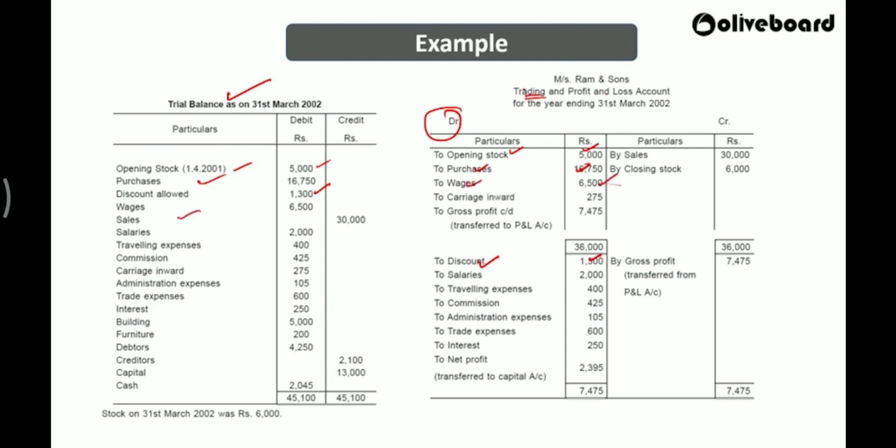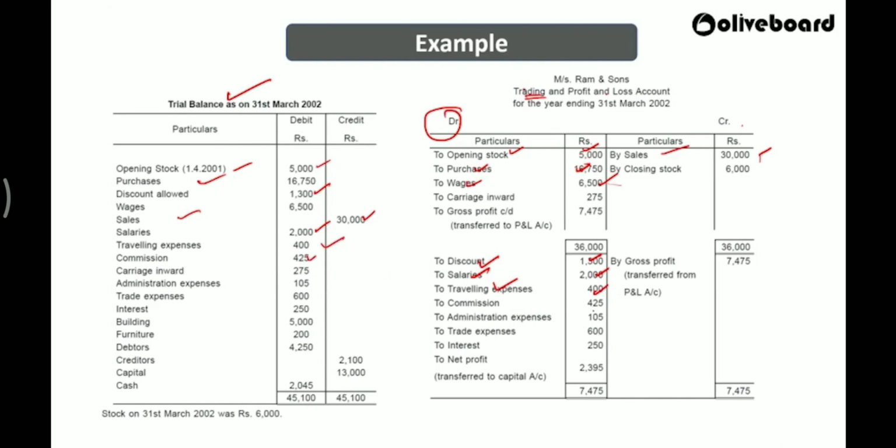Sales. Sales I have 30,000. It is a direct income. So trading account, credit side, sales, 30,000. Next, salaries. Salaries again 2,000, where will it come? Indirect expense, debit side, P&L statement. To salaries, 2,000. Traveling expenses, again indirect expense, P&L. Traveling expenses, debit side, 400.